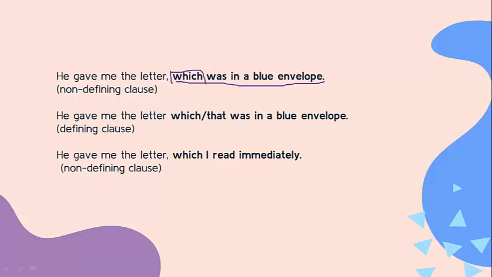The second example. He gave me the letter which or that was in a blue envelope. This is a defining relative clause. There were several letters of different colors and he gave me the blue one. Example number 3. He gave me the letter, which I read immediately. This is a non-defining relative clause. There was only one letter and which is the object of read, but it must be included in the sentence.